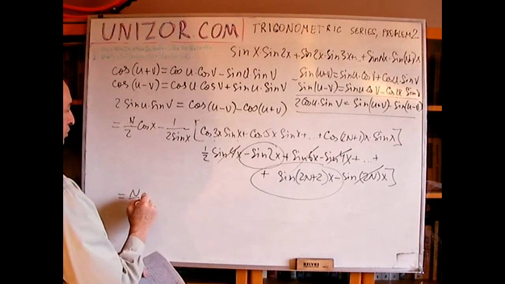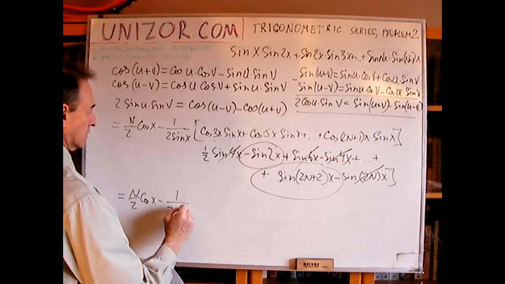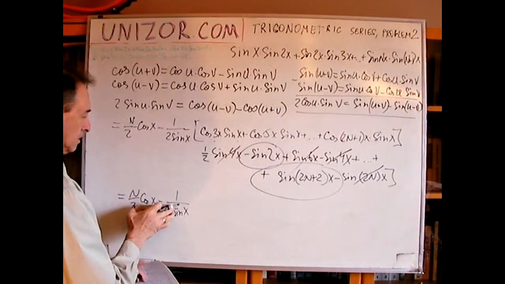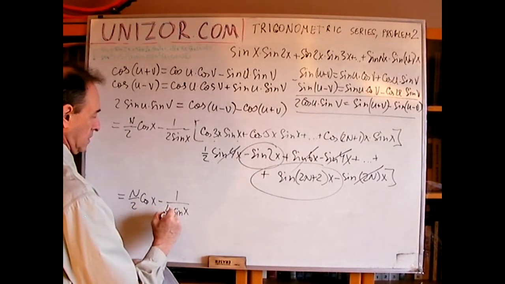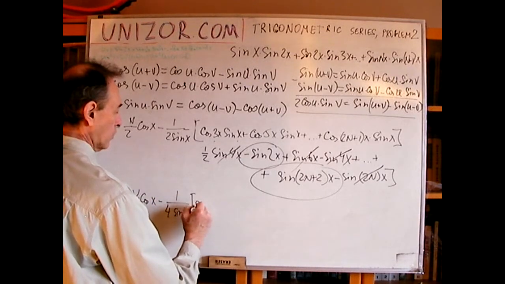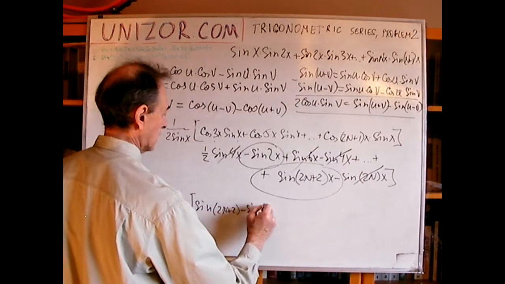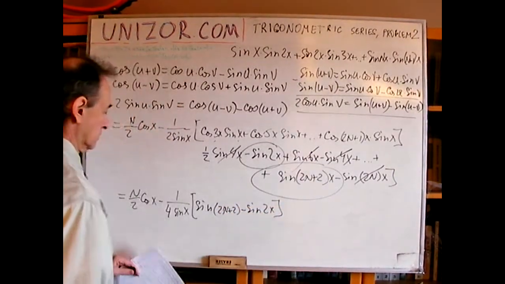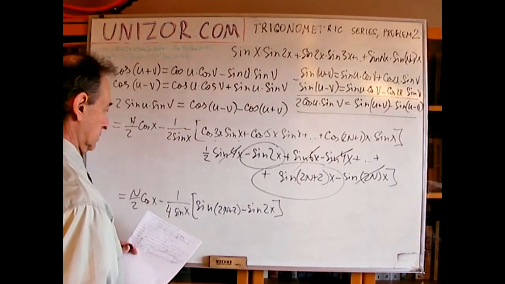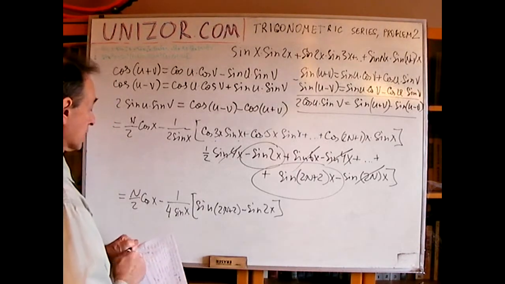So it's n over 2 cosine x minus 1 over 2 sine x. Then another 2, so I will have to put 4 here. And the only thing in the square brackets would be sine of 2n plus 2 minus sine 2x. Now, this is basically the end of it.